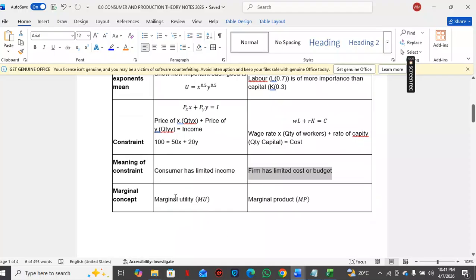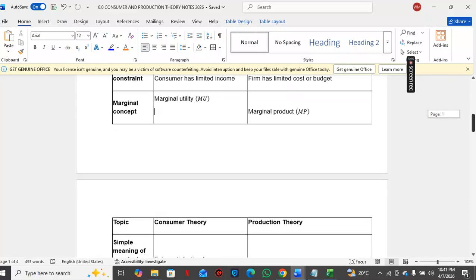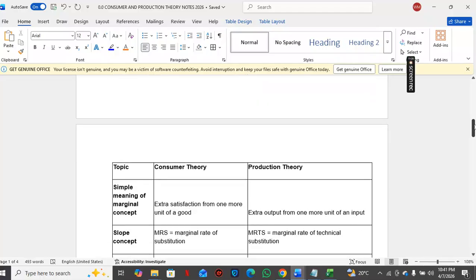The marginal concept. In the consumer theory, it's marginal utility. Okay, this is the addition. When you hear the word marginal, that is additional. So utility is satisfaction. So the additional satisfaction you get when you consume more of one product. Okay, that's what marginal utility is. For the production theory, it is the marginal product. The additional product you make if you hire one more worker or one more unit of capital.